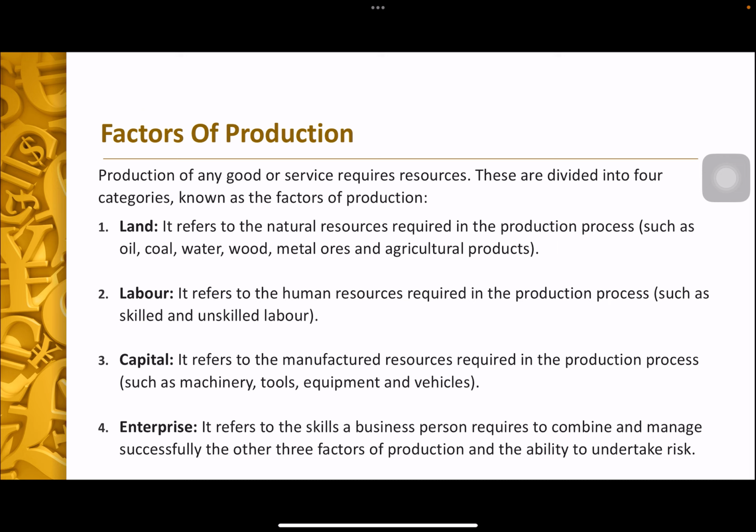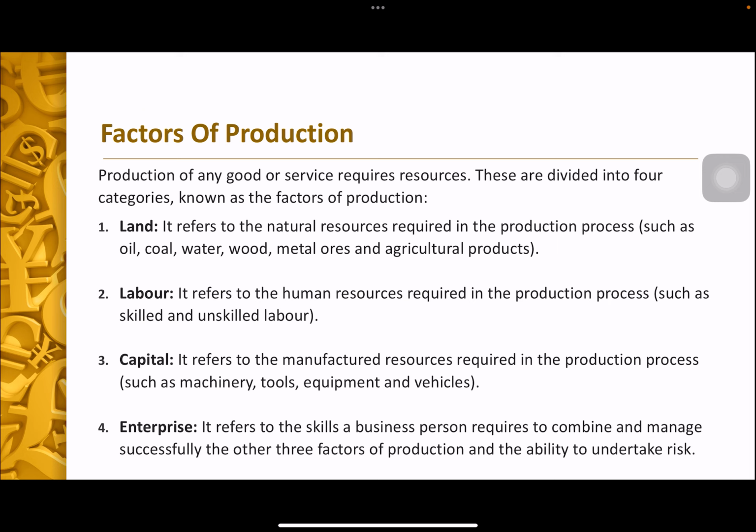On the other hand, there is unskilled labor. Unskilled labor can be any person who does more physical work rather than using their mental capability, like domestic staff, plumber, electrician, etc.